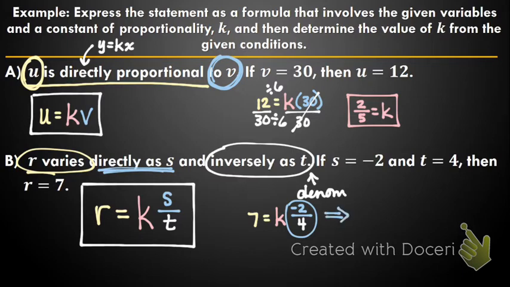I'm going to bring my work over here because I'm kind of running out of space. I'm afraid I'm going to get too low on the screen. 7 equals K times -1/2. How can I get the K by itself? Multiply both sides by -2. So -2 cancels with my -1/2 there. What is K then? -14.